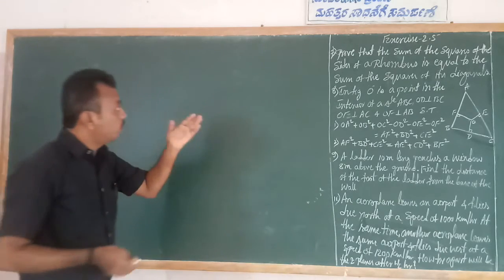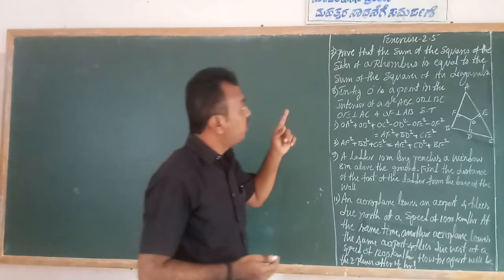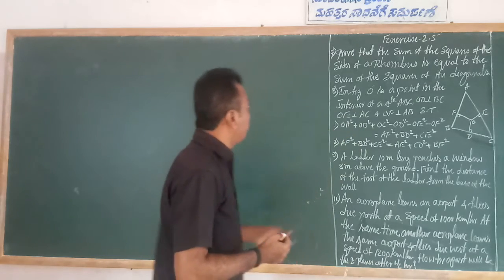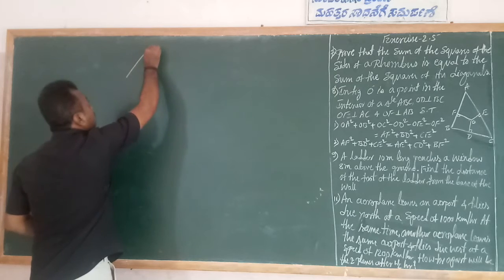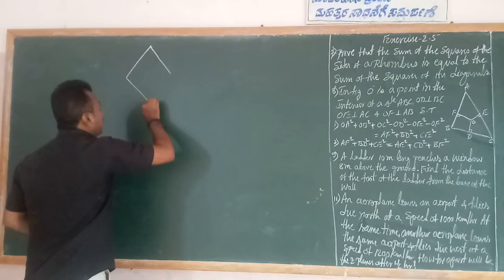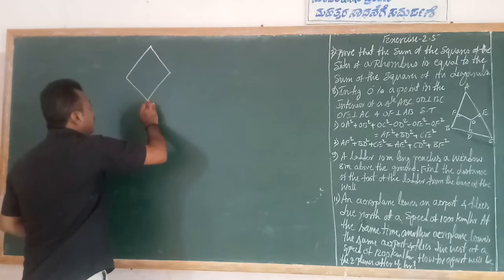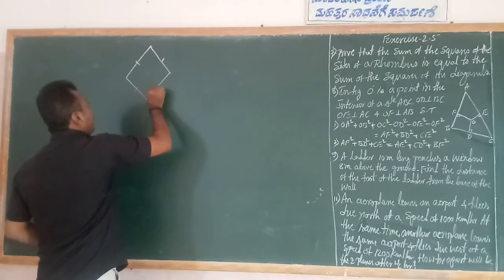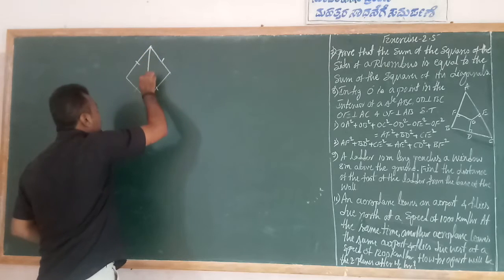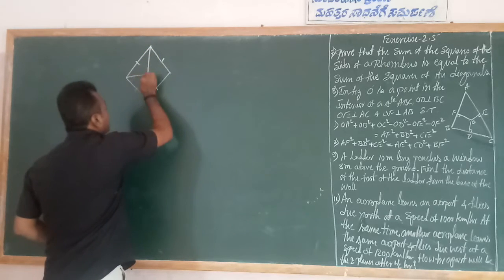See students, first, what is given in the question? First, understand the question. Before that, I will draw the diagram. First, they have given a rhombus. In a rhombus, all sides are equal, and the diagonals bisect each other and are perpendicular to each other.